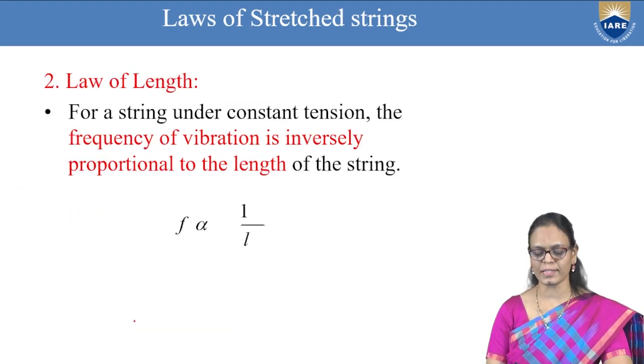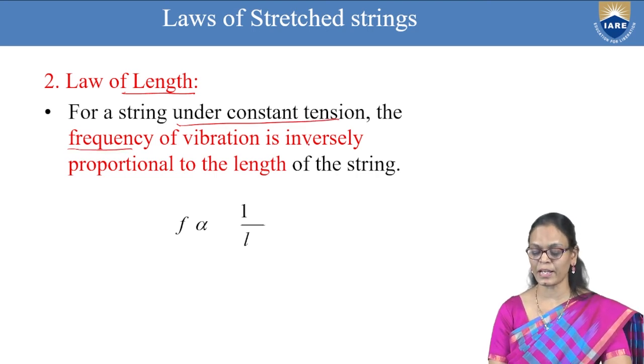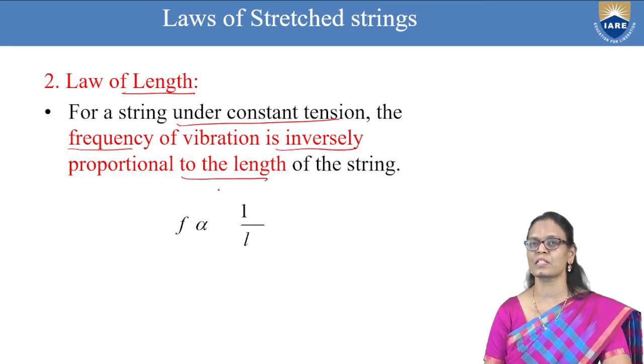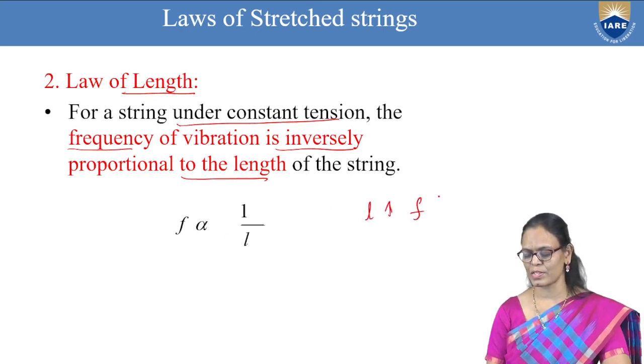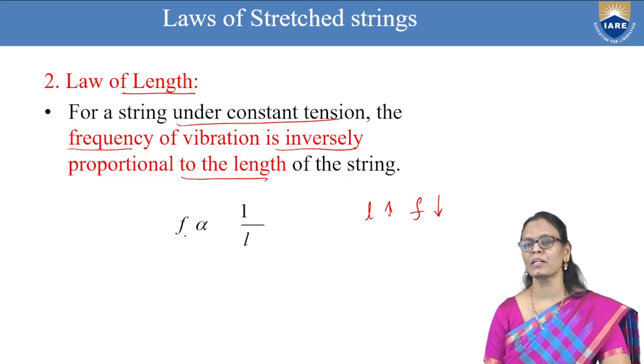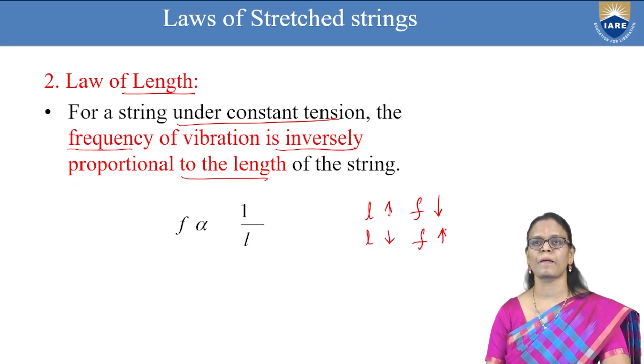Now the second law is the law of length. For a string under constant tension, the frequency is inversely proportional to the length of the string. So F is proportional to 1 upon L, or inversely proportional to L. The second law is related to the length of the wire. It means that if the length of the wire increases, the frequency decreases. That is what we mean by inversely proportional. And the converse is also true: if the length decreases, the frequency of vibration increases.